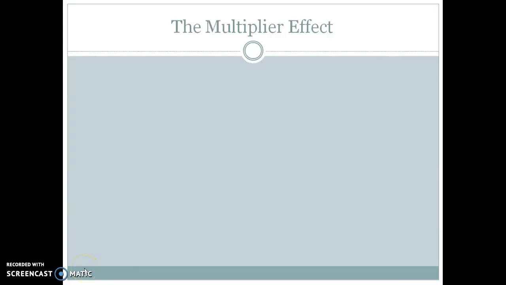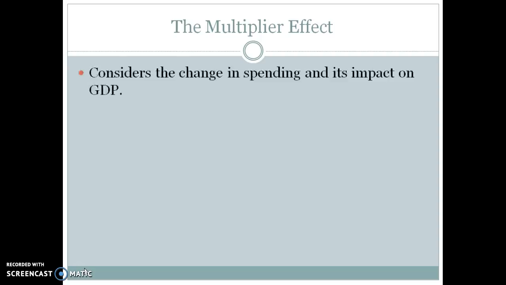All right, guys. The last little bit of chapter 27, last concept in chapter 27, now that we have a handle on average propensities and marginal propensities to both consume and save, is something called the multiplier effect. What the multiplier effect looks at is how a change in spending in the economy is going to ultimately impact the economy's GDP as a whole.